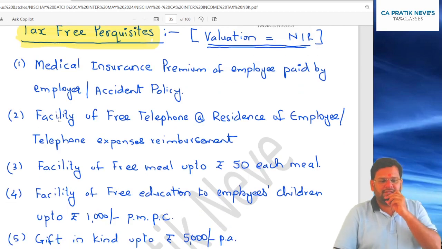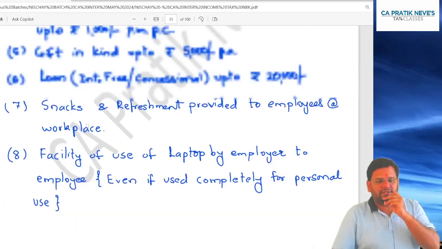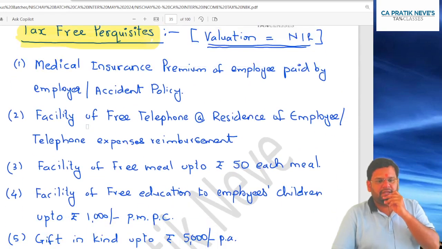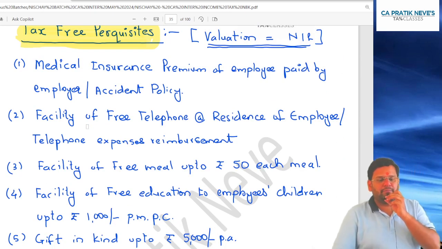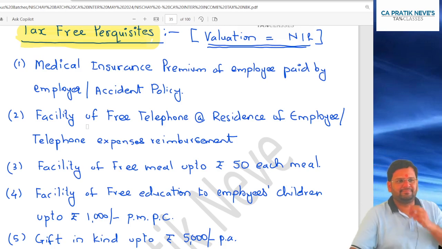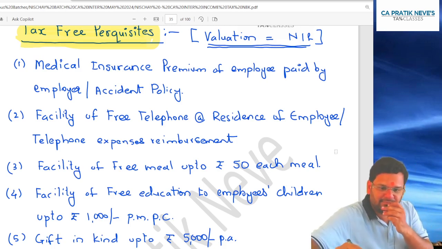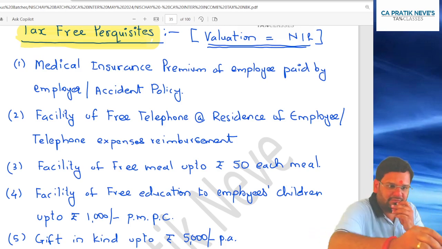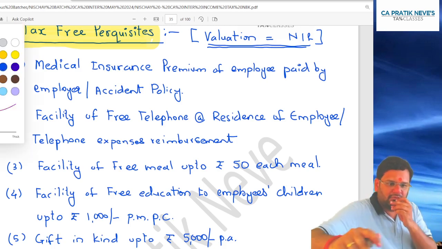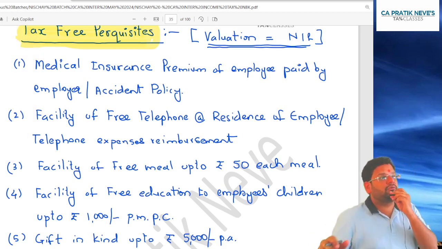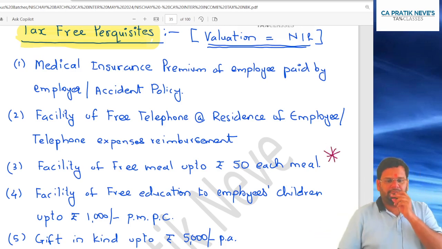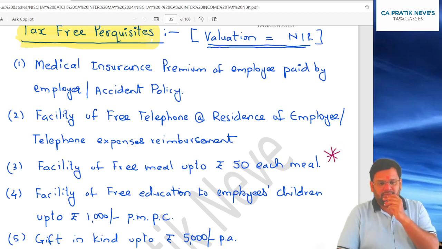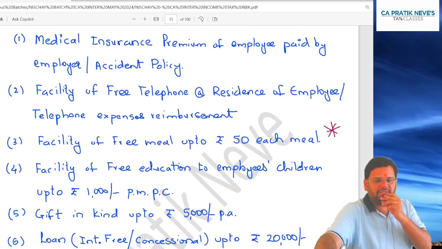So tax free perquisites valuation nil. There are 8 tax free perquisites. 1. Medical insurance premium of employee paid by employer or accident policy. Second, what is second? Facility of free telephone. Friends, not telephone allowance, but facility of free telephone at residence of employee or telephone expenses reimbursement.